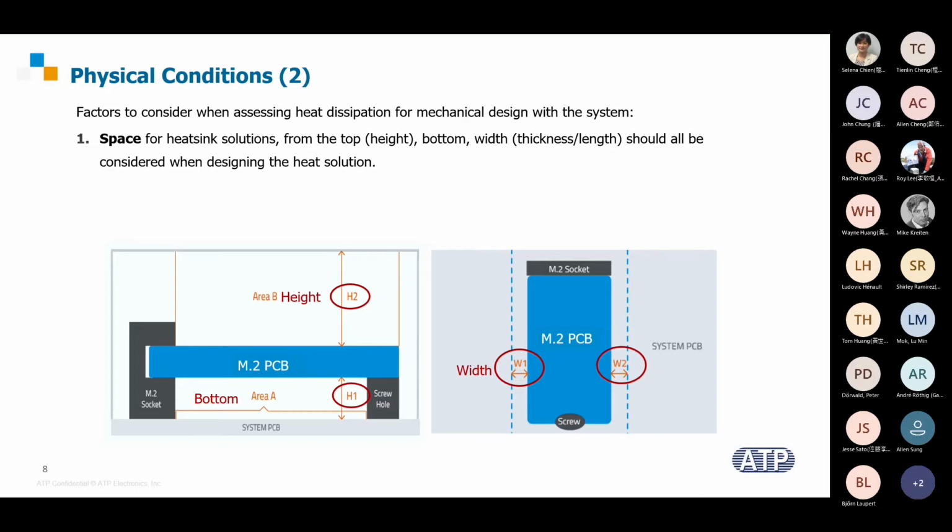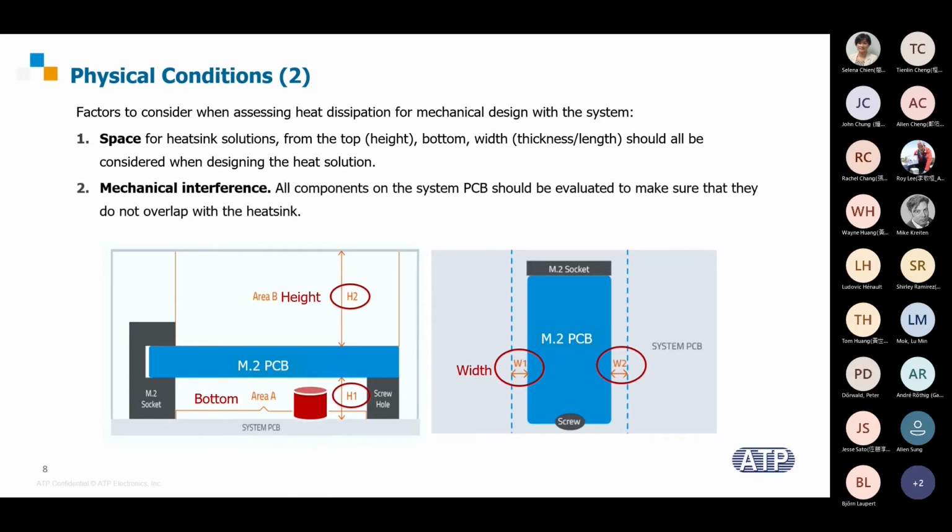It is also important to consider the physical condition of host devices. When the system is developed, the mechanical design includes the SSD, yet the need for a heatsink may come later. Is there enough space inside the system for a heatsink? We have to evaluate the surroundings: the top, bottom, and the width of the SSD. Is there any mechanical interference? The components on the system PCB may overlap with the SSD heatsink. Let's assume there is room and space, and we expect a good thermal dissipation.